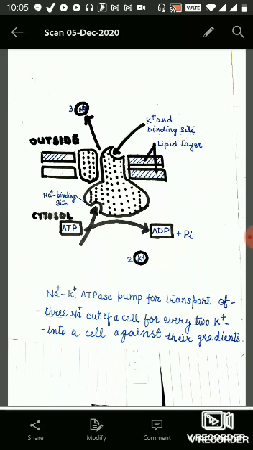This figure shows the sodium potassium ATPase pump transporting 3 sodium ions out of the cell for every 2 potassium ions into the cell, against their gradient. Here we can see the outside surface, cytosol, sodium binding sites and ATP converting into ADP plus inorganic phosphate. Inside, there are 2 potassium ions, and 3 sodium ions are coming out. Potassium binding sites, and there is a lipid layer.